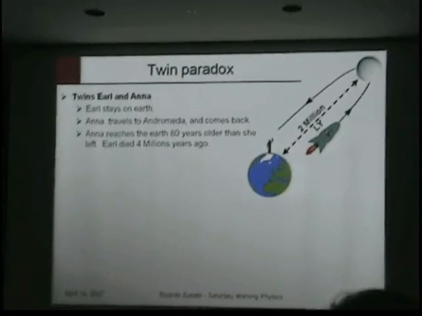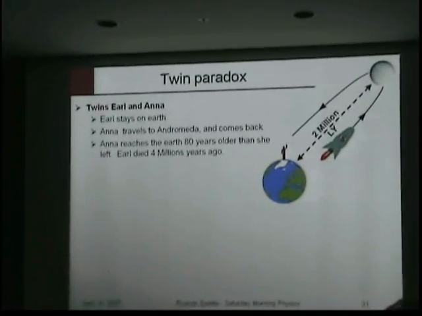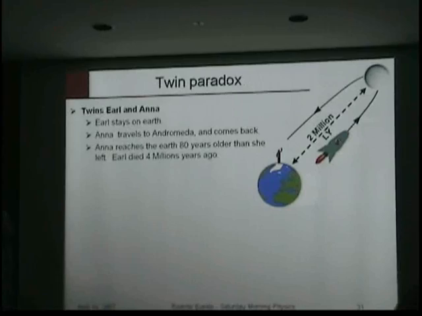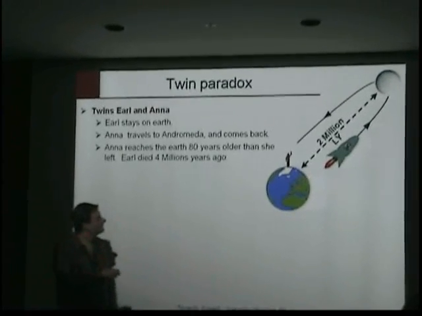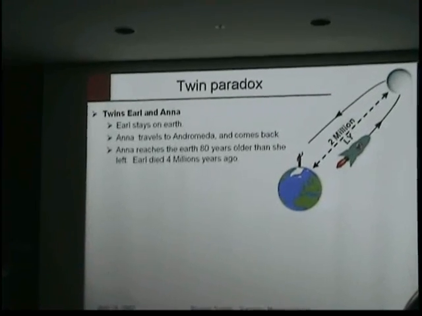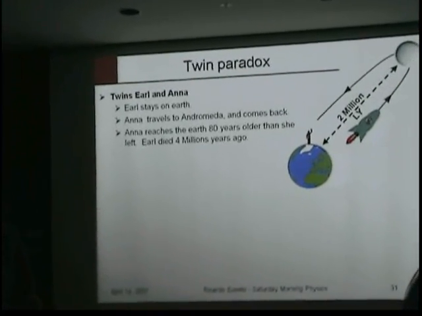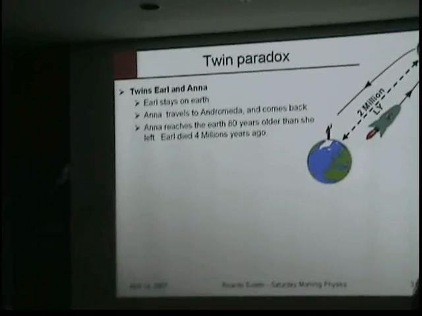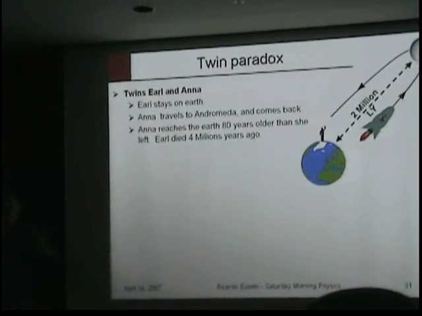And then Anna reaches the Earth 80 years older than when she left. So Anna went away when she was born and came back 80 years older. But by that time, Earth died 4 million years ago. That's the twin paradox. This is the explanation of what happens if you were actually able to do it.